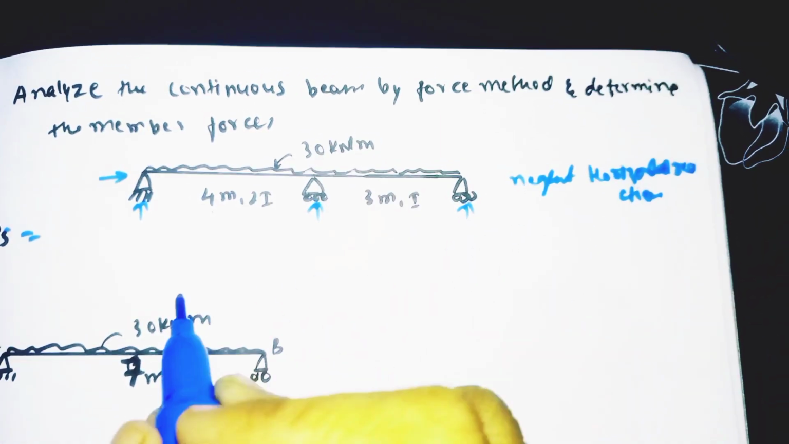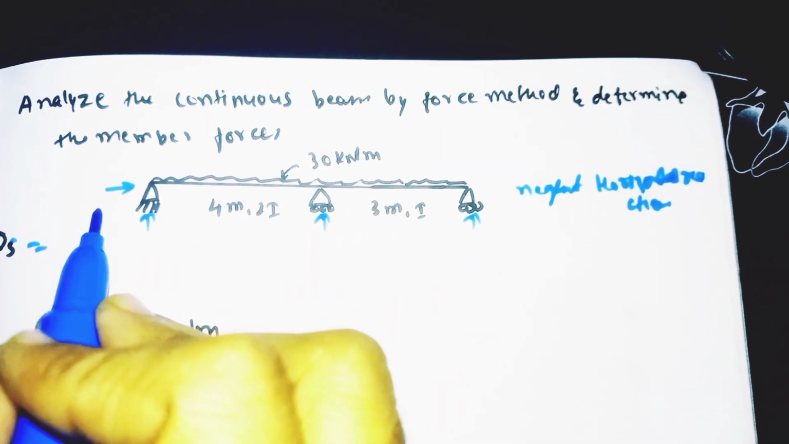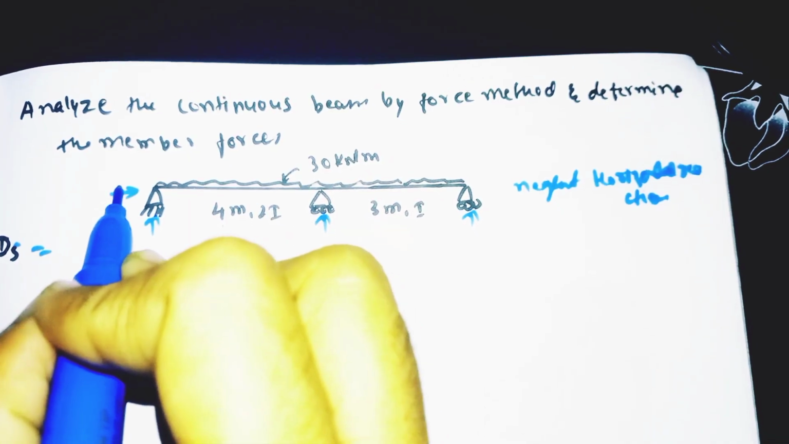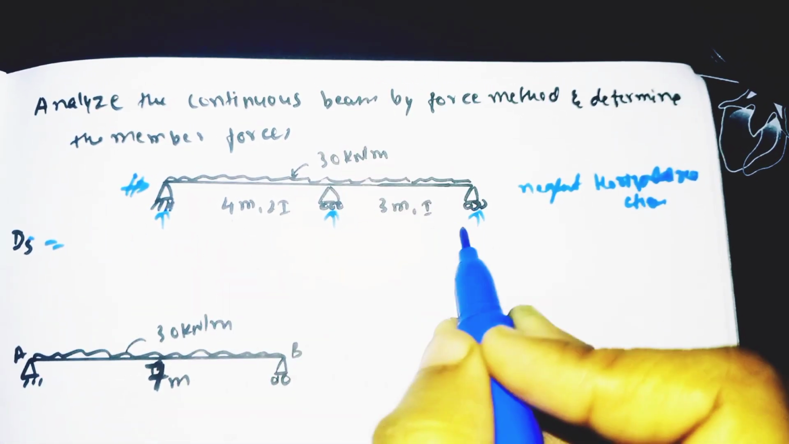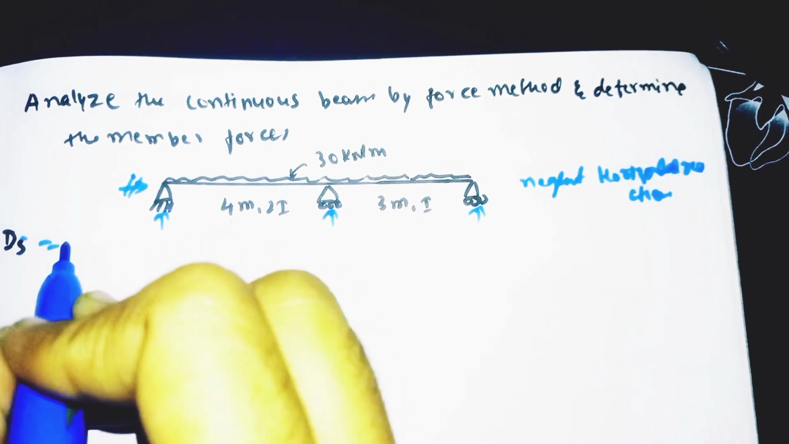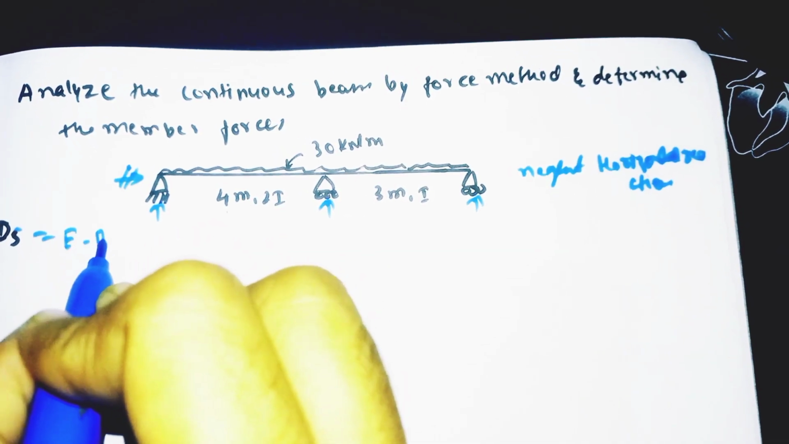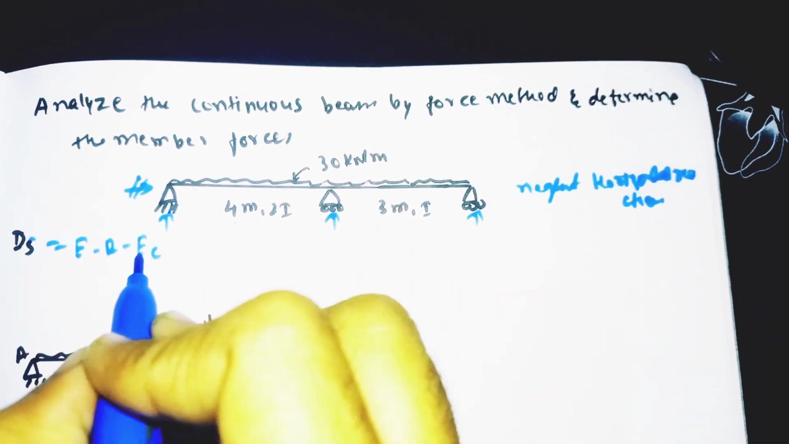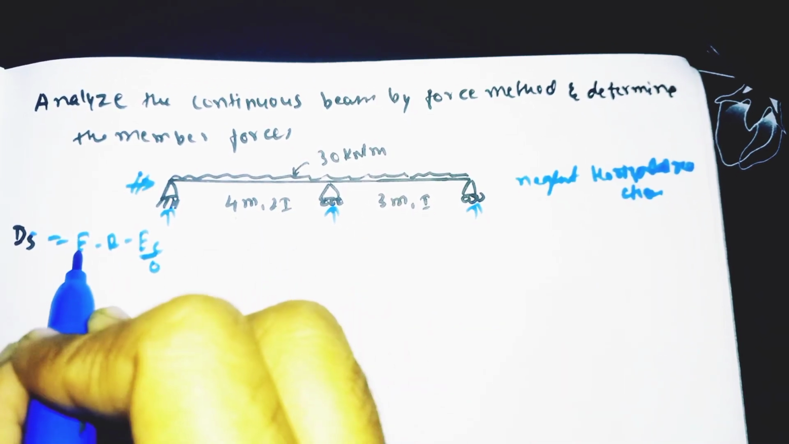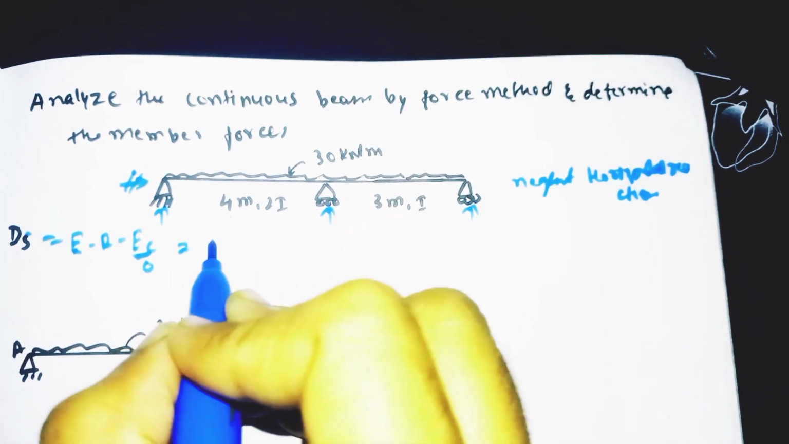So we need to neglect the axial deformation. Axial deformation is nothing but this horizontal reaction. So our total number of reactions becomes 3. For that we have the formula: R minus E minus EC, where EC is the internal hinge count. There is no internal hinge, so it becomes 0. So our total number of reactions is 3.